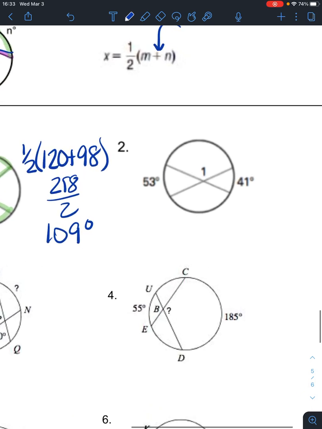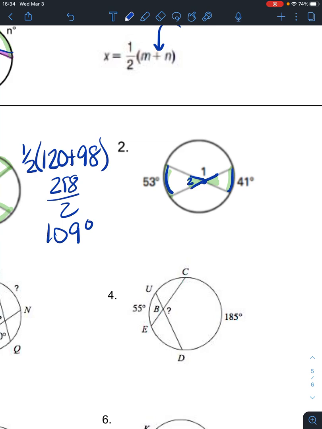Now, number 2 is very similar to that, but notice that this time I'm asking for angle 1. Well, I don't have anything for angle 1. What I have is 53 and 41, and that goes with this angle. Well, what I do know is that those 2 angles right here form a linear pair. So let me call this one angle 2. Let me find angle 2, and then I'll go find angle 1.